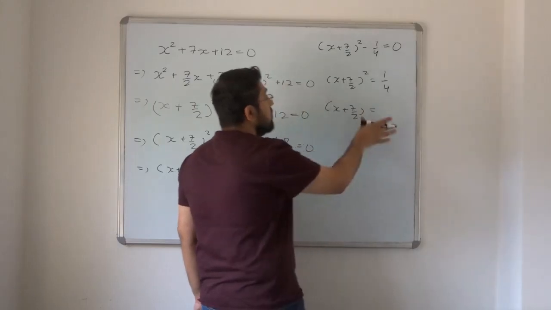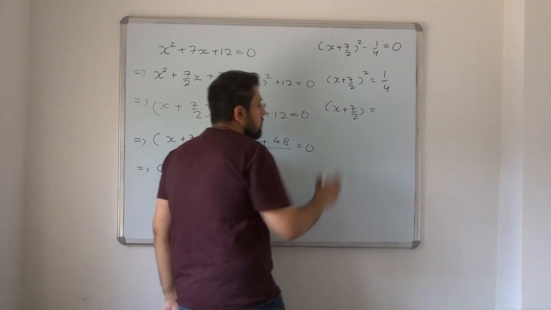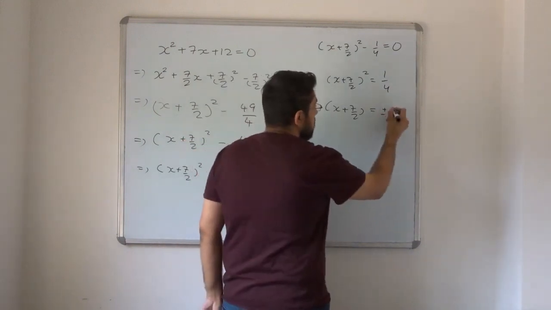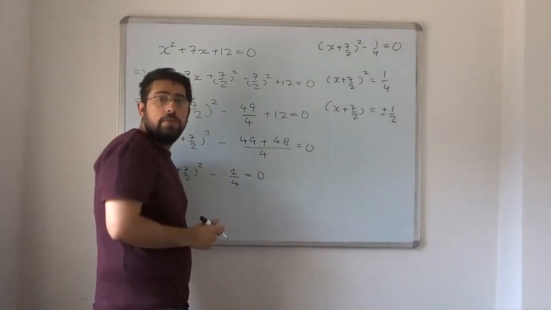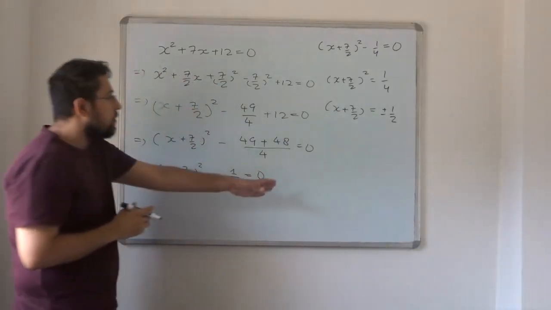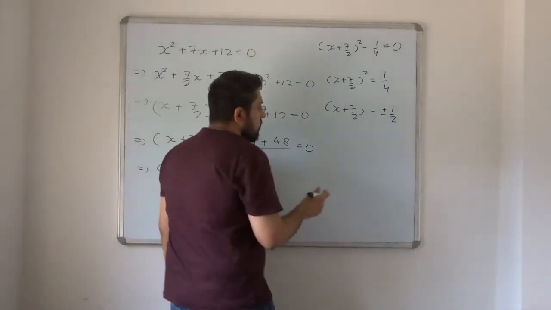So now because we're taking the square root on both sides, this becomes x plus 7 upon 2 and this becomes plus minus half. Okay, so what is the next step now? Now I hope you can see here. Okay, so now what is the next step here?